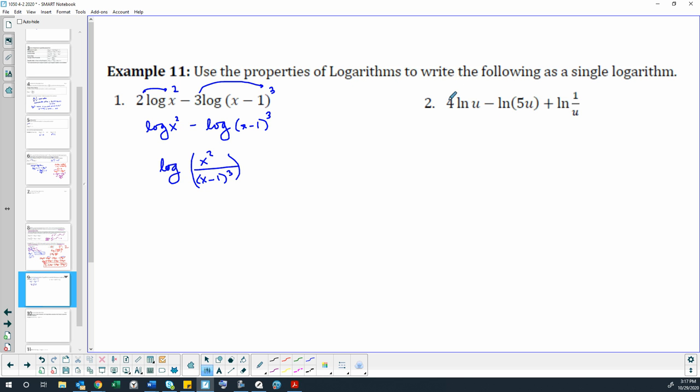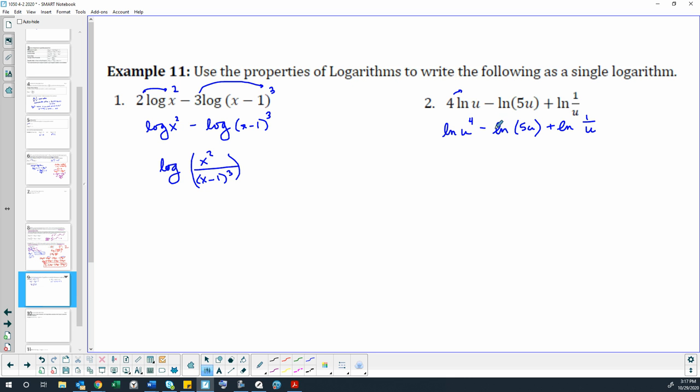Okay, let's look at number 2. Again, we're going to move these powers to the front. There's only that one that I can see here. So this will be natural log u to the 4th minus natural log 5u plus natural log 1 over u.